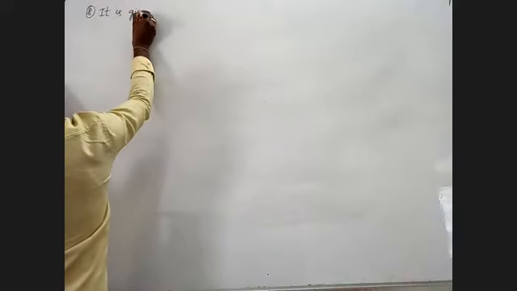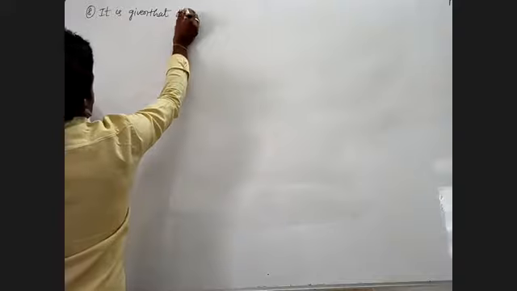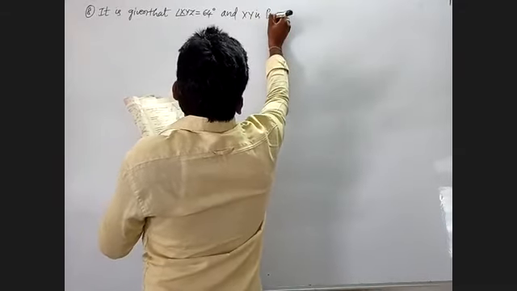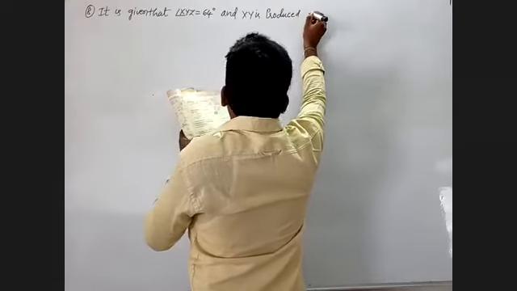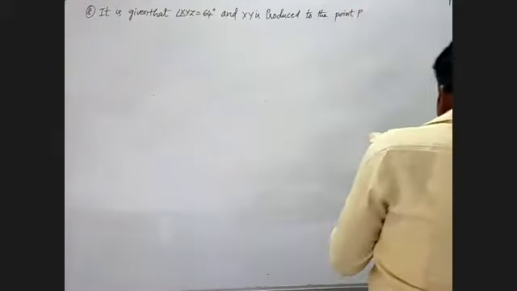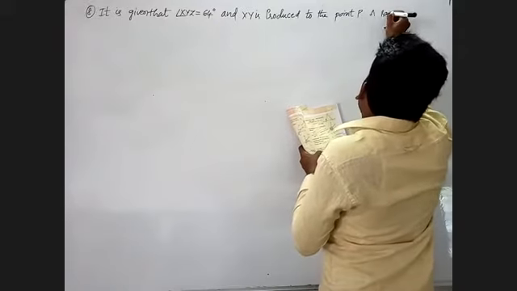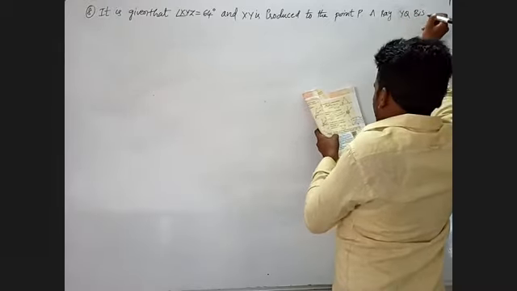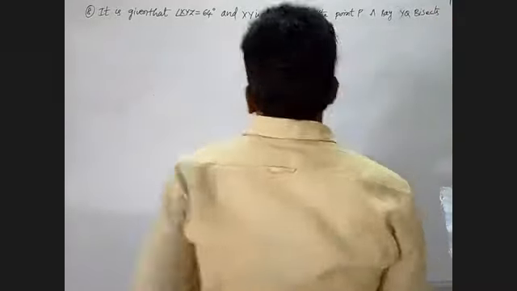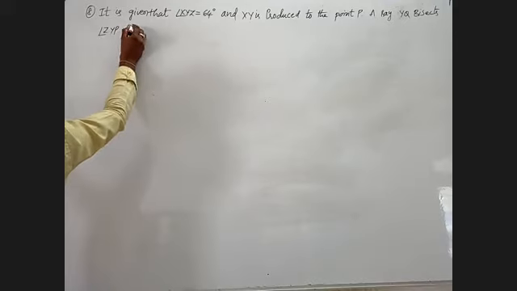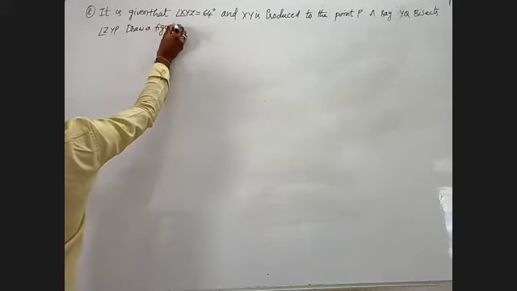It is given that angle XYZ is equal to 64 degrees, and XY is produced to the point P. YQ bisects angle ZYP. Draw a figure.